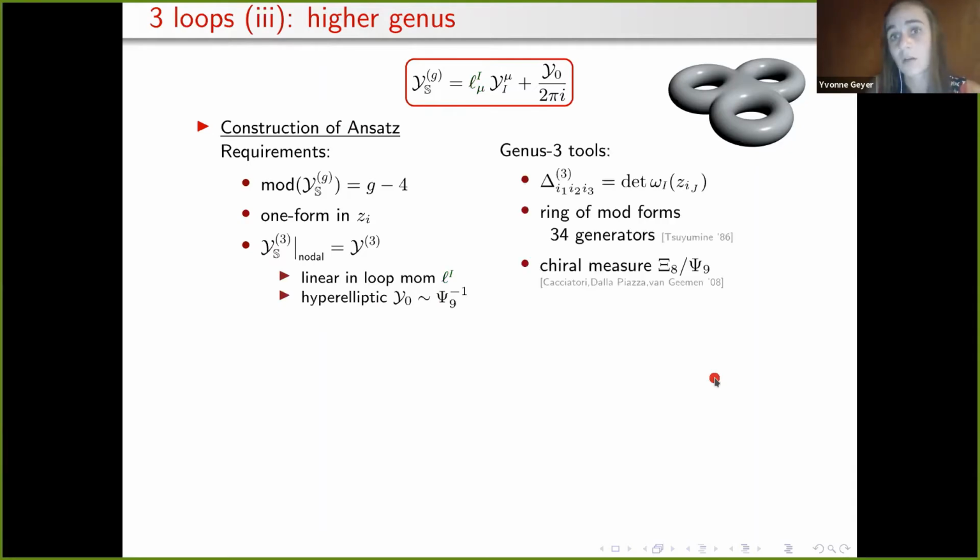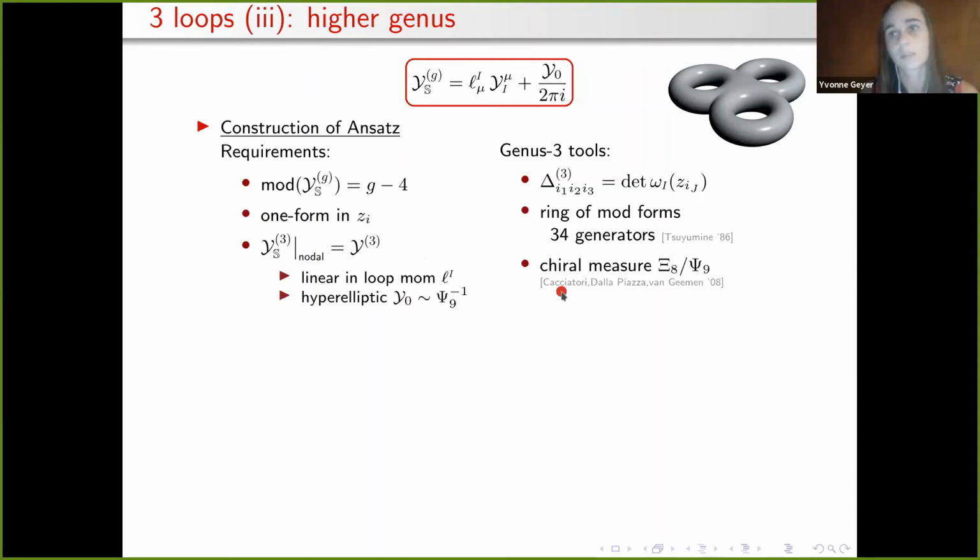Now, again, there's no complete classification of such objects, even ignoring the last point. So the best we can do is write down an ansatz that includes everything that is known in the literature. There are, in particular, 3 important objects, all three of which we've already met at genus 2. One of them is the delta. Then there's the full ring of modular forms, which now has 34 generators and was classified by Schottky-Igusa in the 80s. And last but not least, there is a chiral measure proposal by Cacciatori, Dalla Piazza, and van Geemen that now looks like this: chi8 factor over psi9, precisely the psi9 that we found already, that plays such an important role in the hyperelliptic case. Of course, we have the meromorphic differentials to account for the form degree.